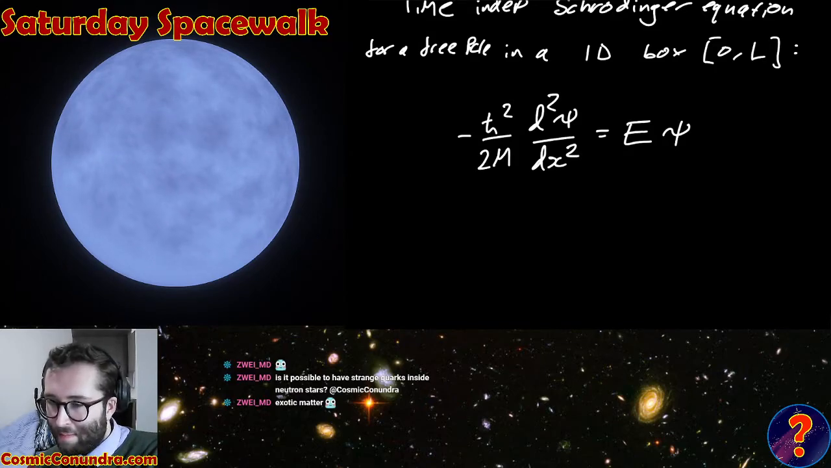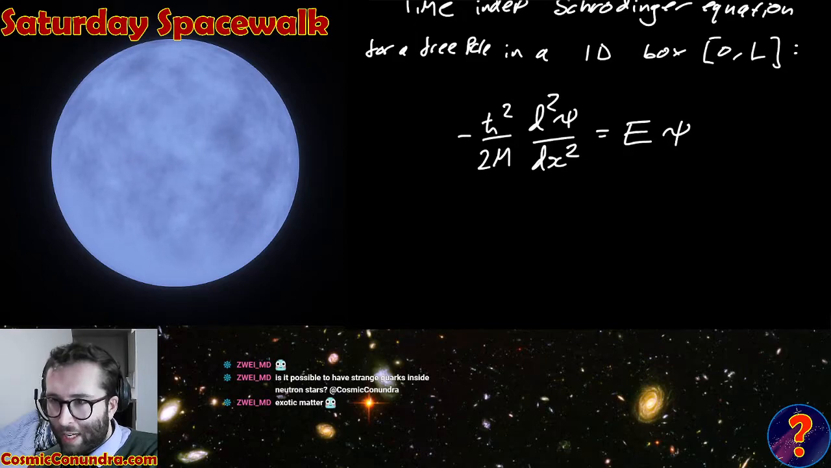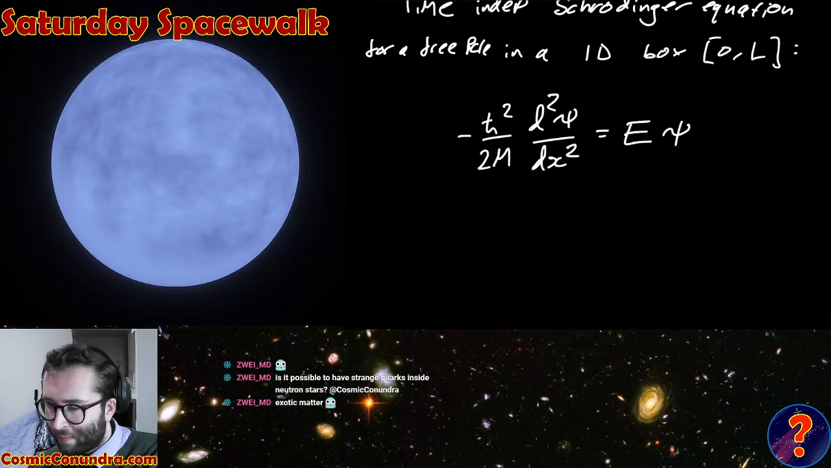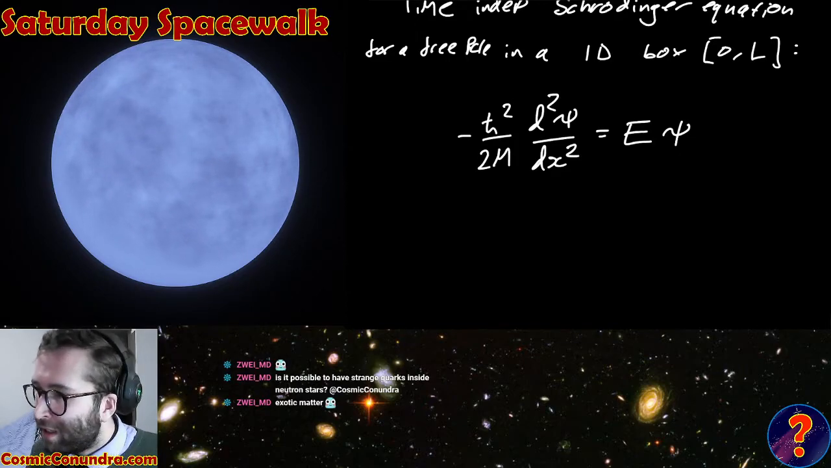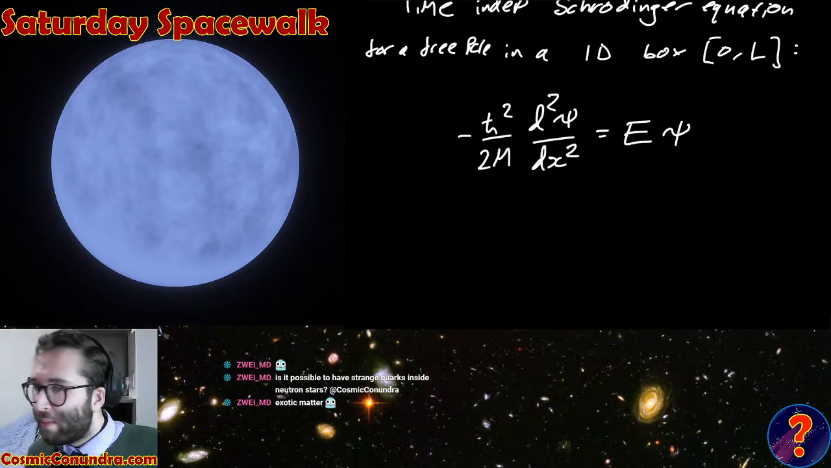There are some interactions that don't conserve strangeness, or that violate strangeness conservation. I think the weak interaction can violate strangeness of quarks. So maybe there are some interactions that could produce strange quarks inside of a neutron star, but I'm not sure. We're talking about white dwarfs at the moment.